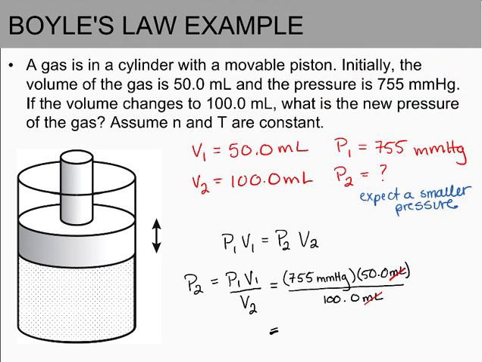So your calculator is going to give you 377.5 millimeters of mercury, but we want to round that to 3 sig figs. So we would round that to 378 millimeters of mercury. And that answer makes sense. It's smaller than our original pressure, which we expected. So that works out.